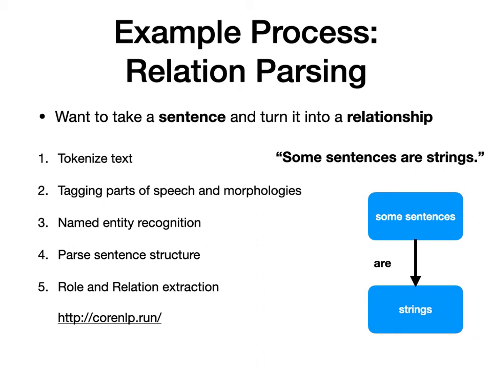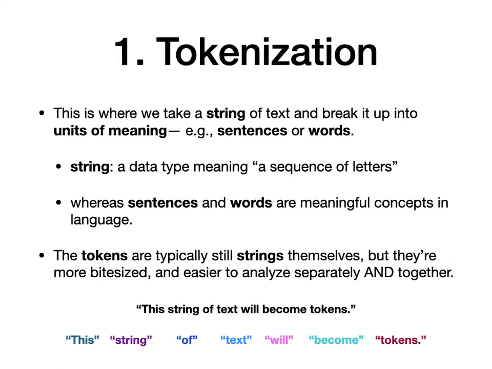corenlp.run is a little website that this is framed around. You could go there. It's fun. You can put sentences in and it will do this stuff with them directly. So let's walk through this process, right? I hope I can demystify a little bit of this. It seems crazy. Oh my goodness, how could we get from some sentences are strings all the way to this form? Well, let's walk. So, tokenization.